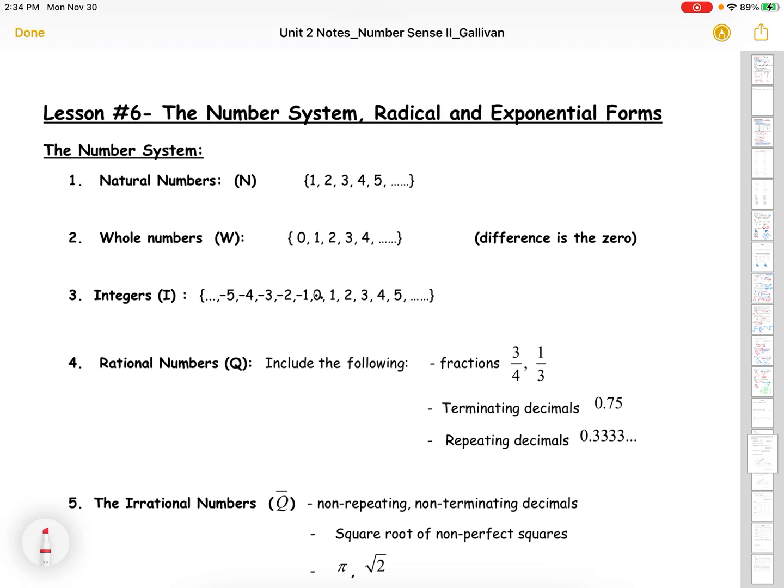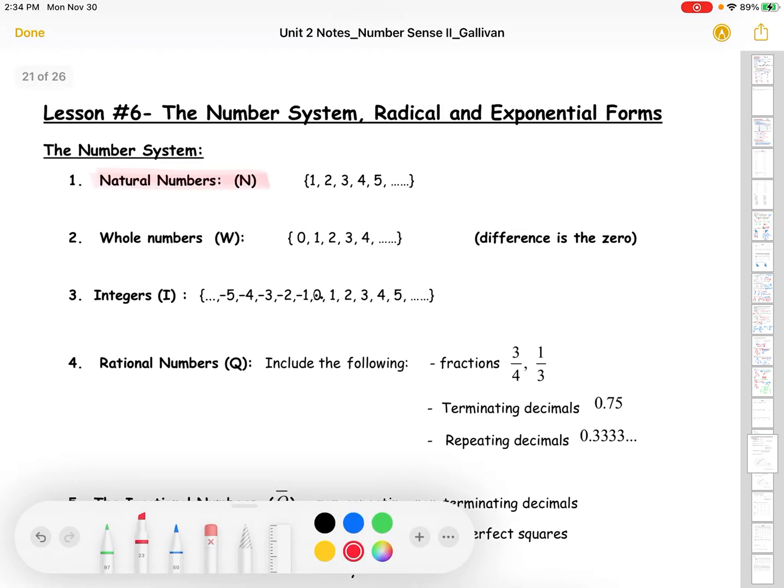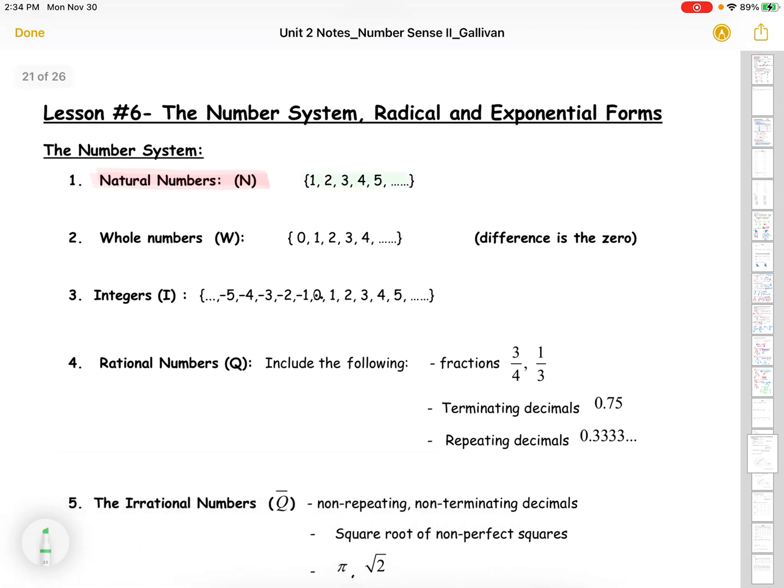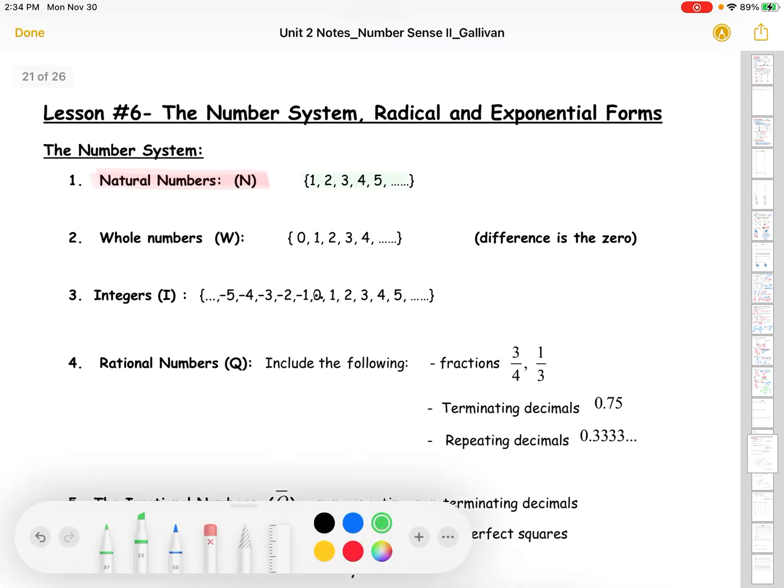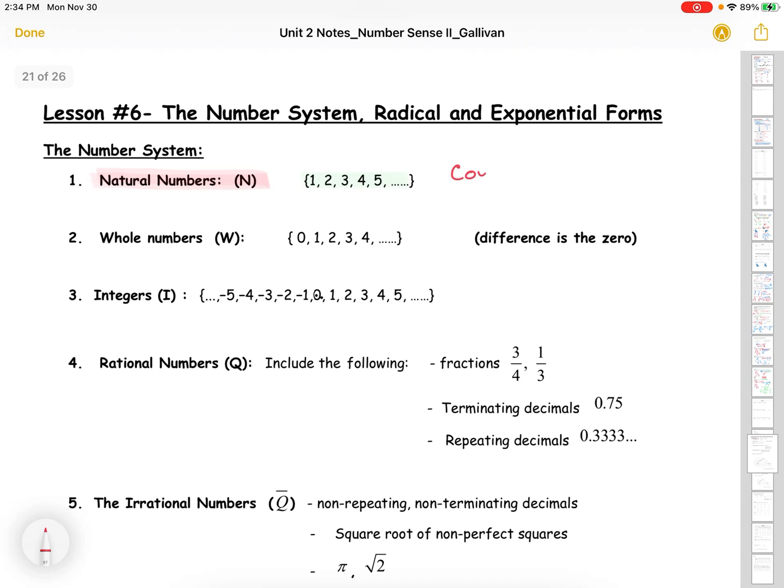So our first set of numbers are the natural numbers, or N. And these are the numbers 1, 2, 3, 4, 5, 6, 7, 8, 9, 10, 11, etc. We kind of also know these numbers as our counting numbers. So they're often referred to as our counting numbers. They're the first numbers that you learned when you were way back a little child, yes.